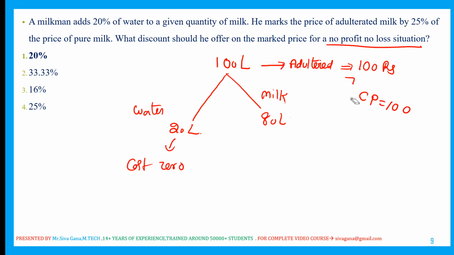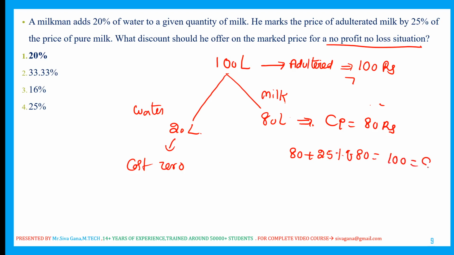See here. So this pure milk cost is 80 rupees, 80 liters, 80 rupees. Then he marked 25% more. So 80 plus 25% of 80. 1 by 4 is 20. 80 plus 20 is 100. This is the selling price, or this is the marked price. He marked this one, right?